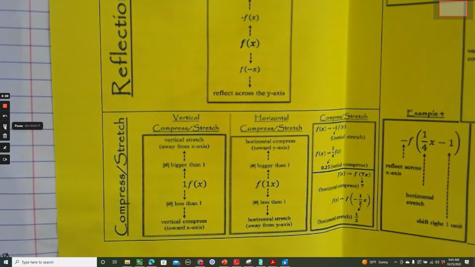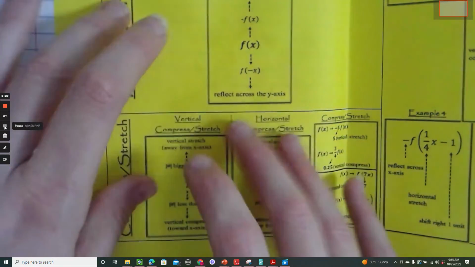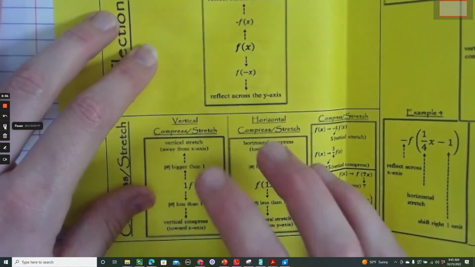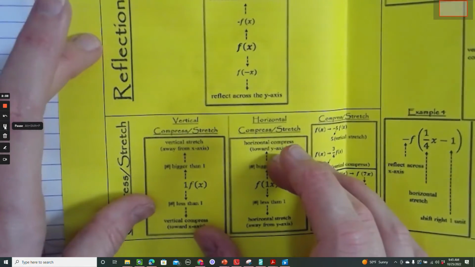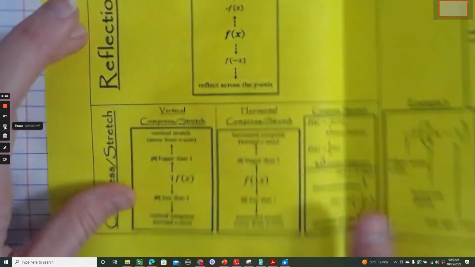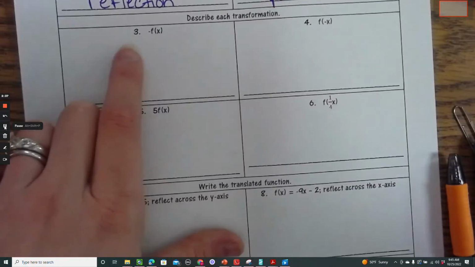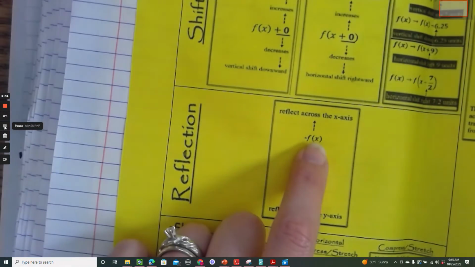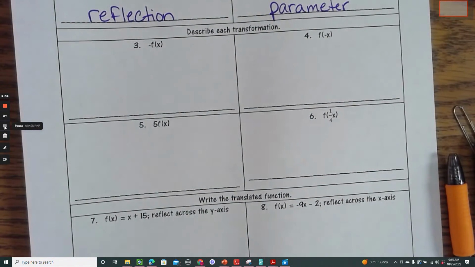As long as you know mathematically what's going on, you can look at the equation and tell what's going on, and you're going to be okay. But this last page that I gave you on Friday comes in super handy because you can just match stuff up. So if we look, our first one says the negative is out in front. So the negative out in front, it's a reflect across the x-axis.